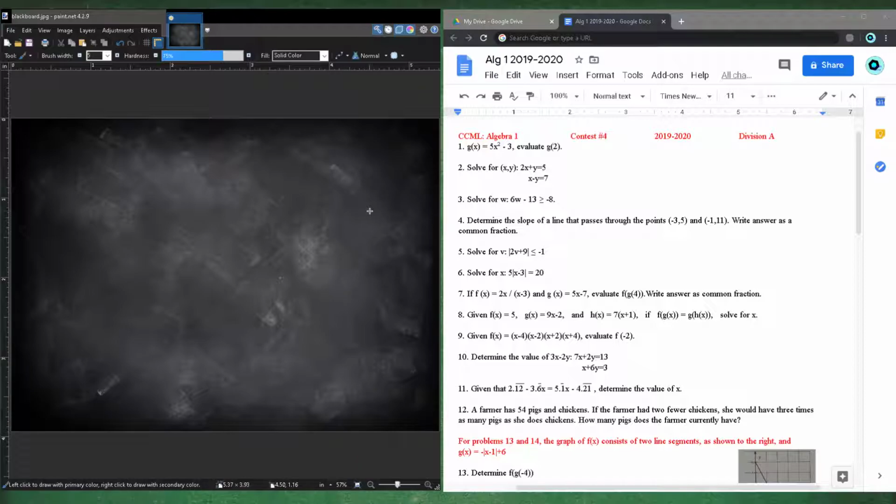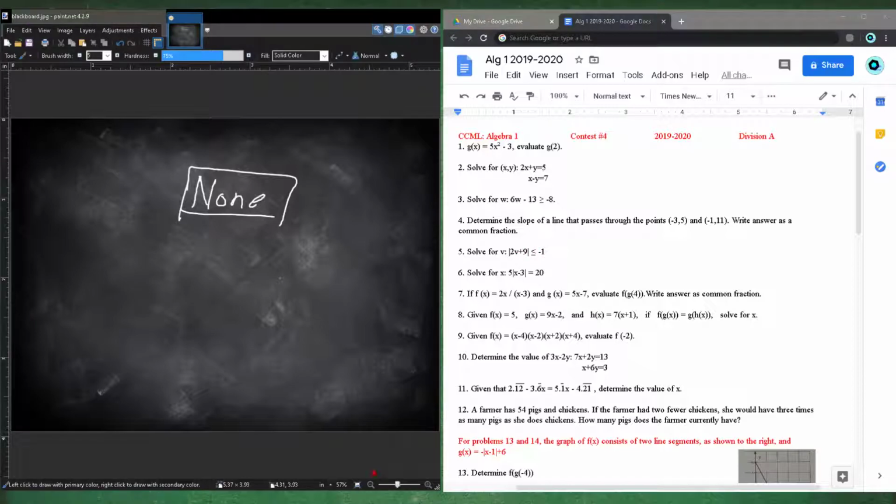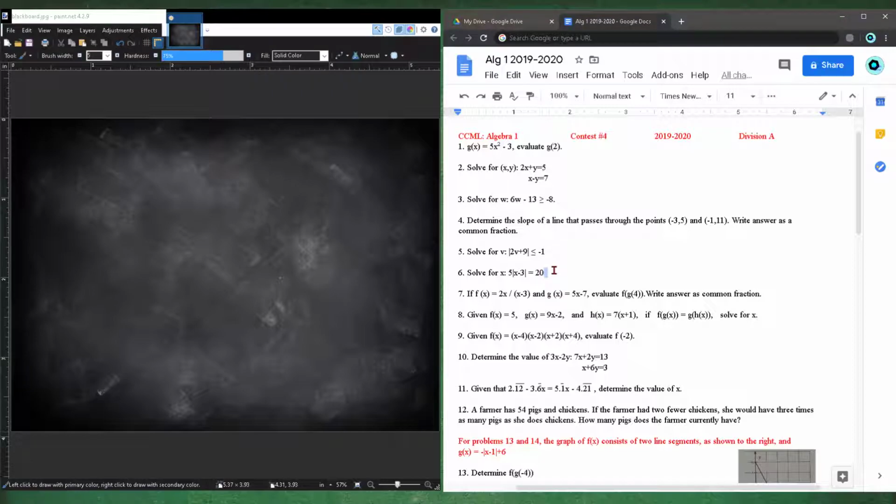Number five. Solve for v, where the absolute value of 2v plus 9 is less than or equal to negative 1. Okay, the answer to this is really obvious: none. There's no answer for this because the absolute value means this side has to be positive. Since this side is positive and the other side is negative, that's not possible because there are no points to intersect. So there's no possible answer.